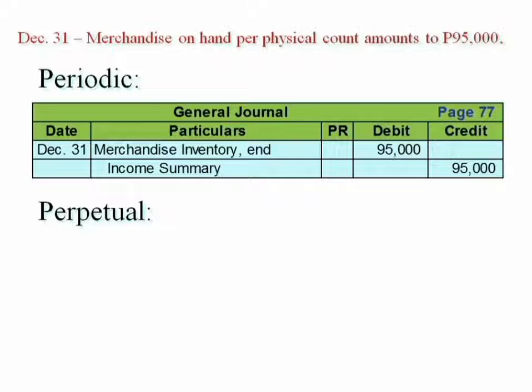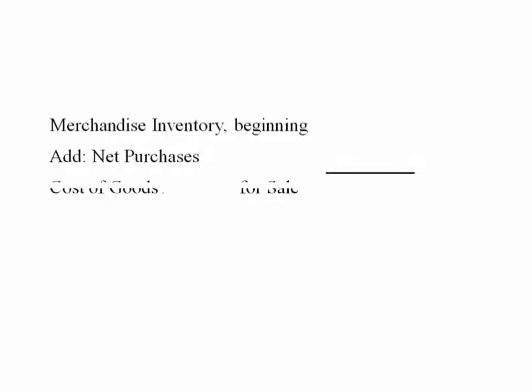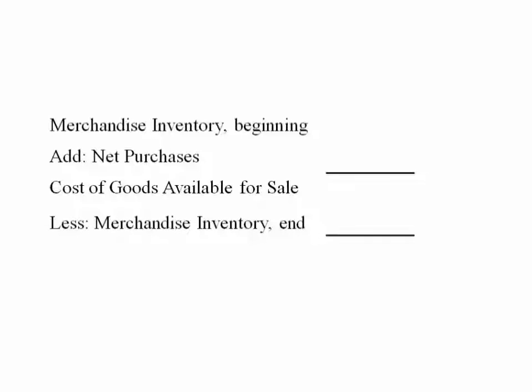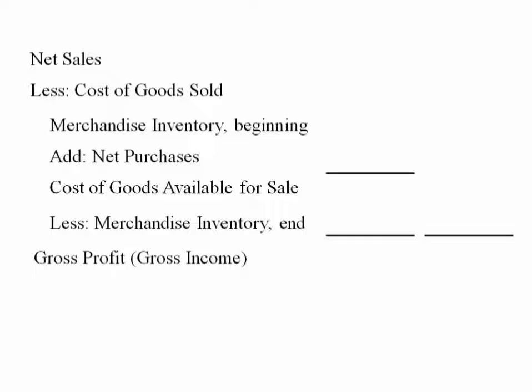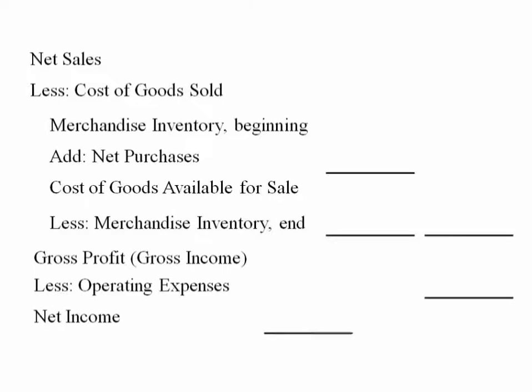By now, you should be familiar with the computation of the cost of sales or cost of goods sold already. That is, merchandise inventory at the beginning of the period, then add net purchases to get the cost of goods available for sale. Then deduct the merchandise inventory at the end to arrive at the cost of goods sold, which when deducted from the net sales will give us the gross profit or gross income. When we deduct the operating expenses, assuming no income tax, then we get the net income or net loss.